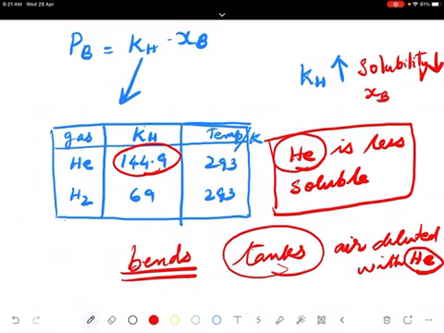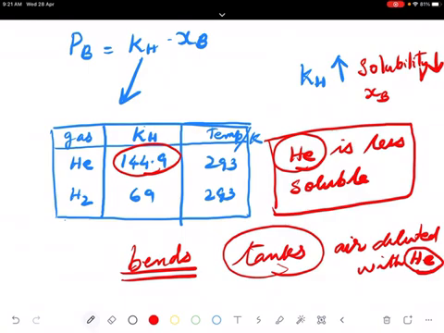As KH increases, solubility decreases. So looking at the KH value, you can select which gas is to be used for what purpose. Here, compared to hydrogen, helium has less solubility.